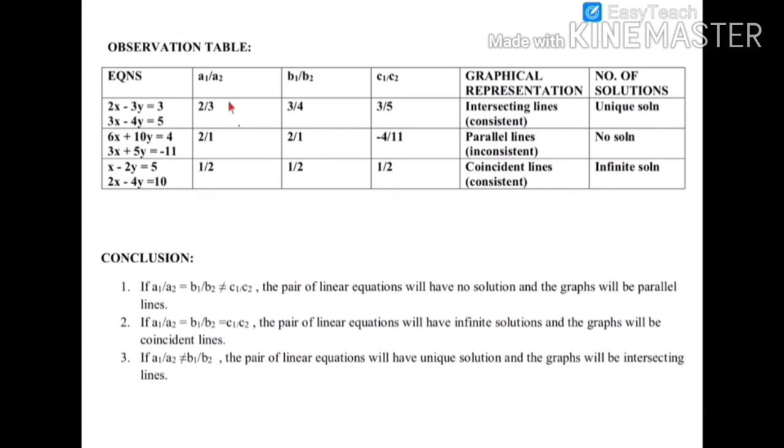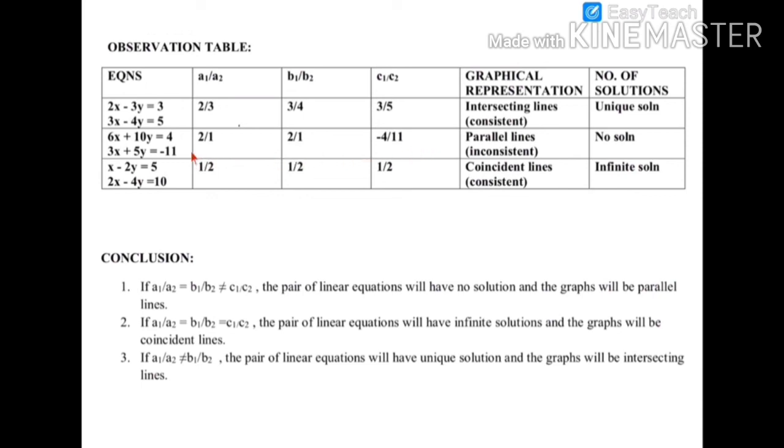So when this condition is satisfied by the coefficients of x, y and the constants of these two equations, then that pair of equations will have a unique solution. And this result can be generalized. Similarly, look at the ratios for the second pair of linear equations. We have got a1 upon a2 equal to b1 upon b2 not equal to c1 upon c2.